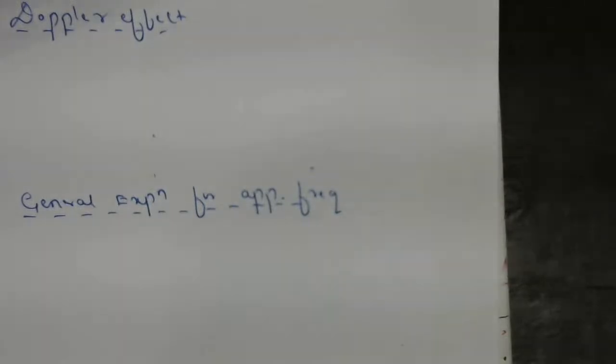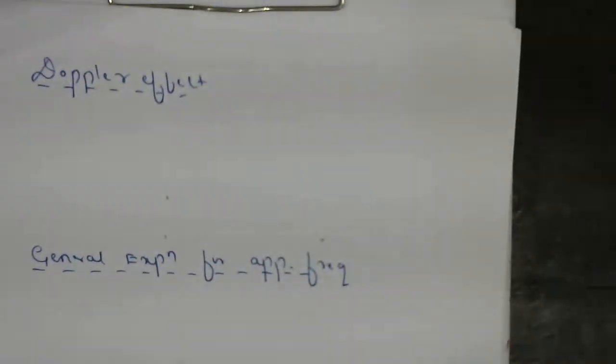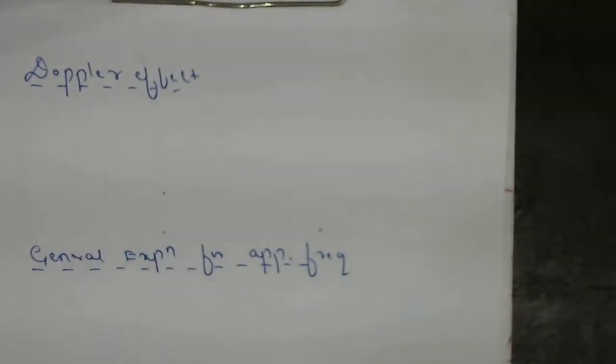Now we'll move to the next important concept, that is the Doppler effect. Already you all know what is meant by the Doppler effect. Whenever there is relative motion between the source of sound and the observer, whatever sound you are hearing is not the actual sound, it is the apparent sound. There is a change in the frequency of sound. That phenomenon is called what?